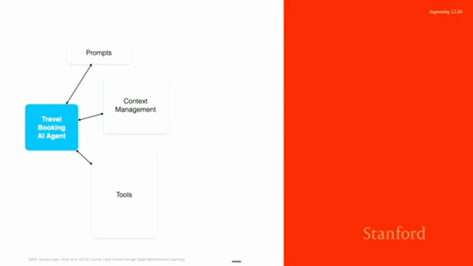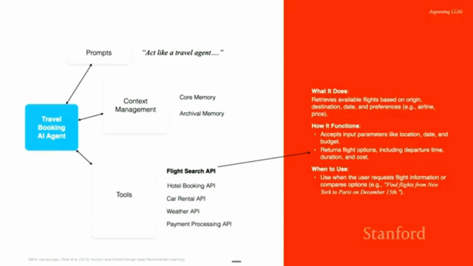But in theory, you can have a travel booking agent that has prompts. The prompts we've seen, and we know the methods to optimize those prompts. That travel agent also has a context management system, which is essentially the memory of what it knows about the user. That context management system might include a core memory or working memory and an archival memory. Within memory, not every memory needs to be fast to access.